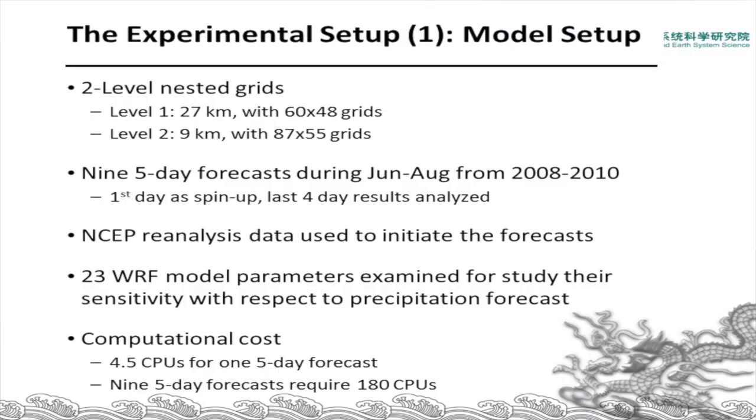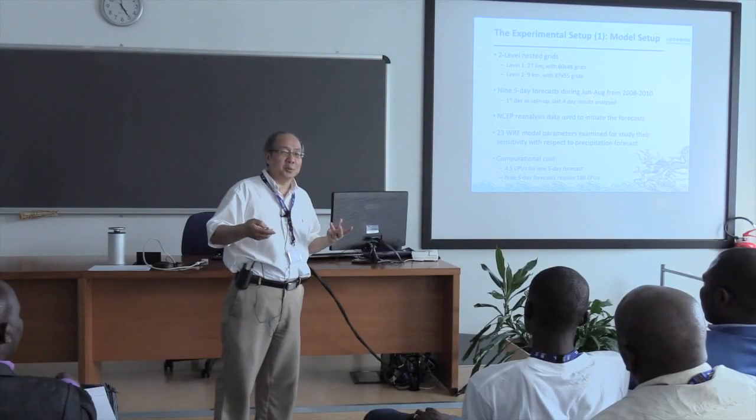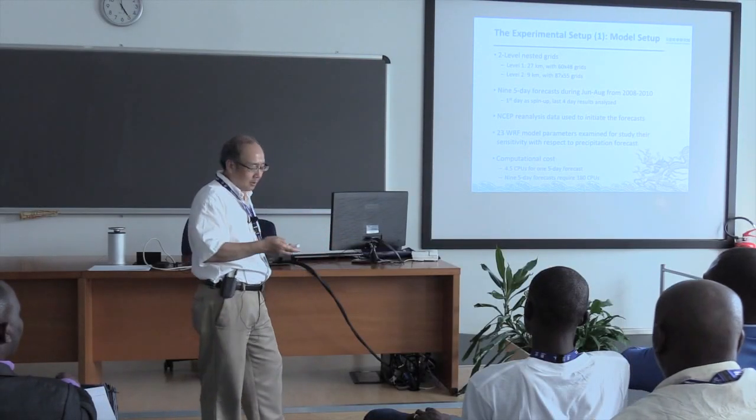This is the summary of the setup. You have 2 levels, and then you have 9 5-day forecasts. We use the reanalysis to initialize and set the lateral boundary condition. Each of those 5-day forecasts takes about 4.5 CPU hours. With 9 5-day forecasts, you get 180 CPU hours, so one model experiment is 180 CPU hours. It's not impossible nowadays, but it's still a lot of computer hours.